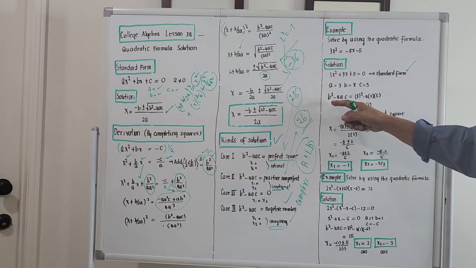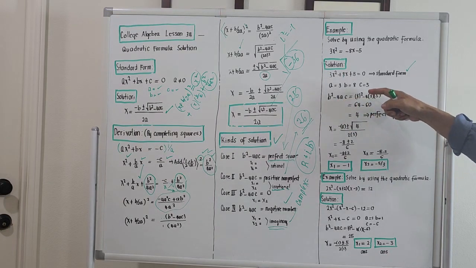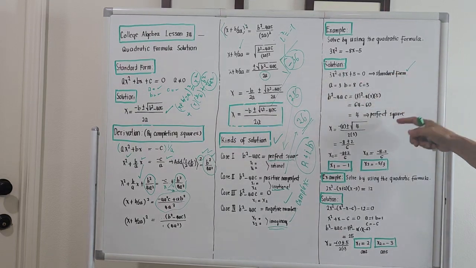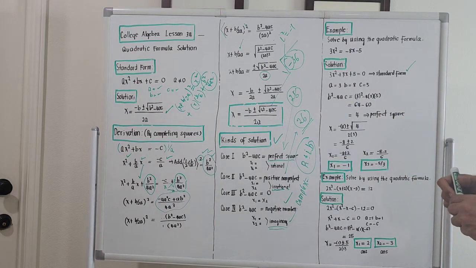So if we try to compute for b squared minus 4ac, it will be 8 squared minus 4 times 3 times 5. Simplifying this one, it will be 64 minus 60. 64 minus 60 is positive 4.